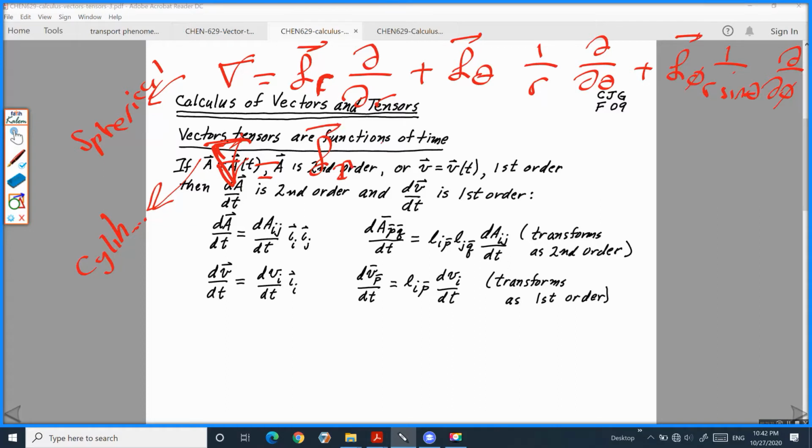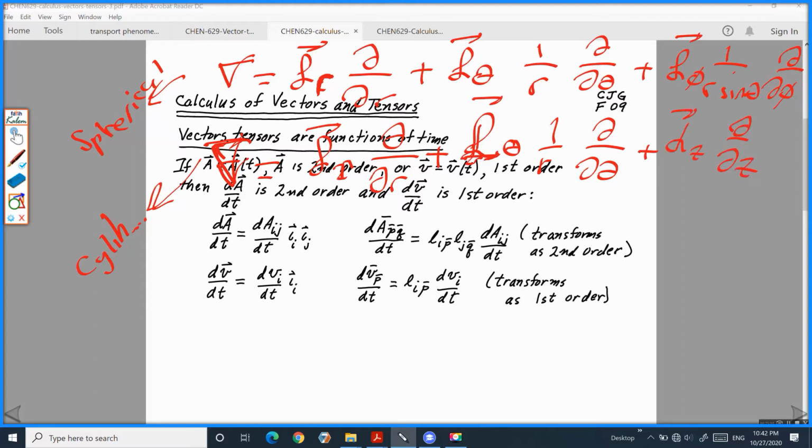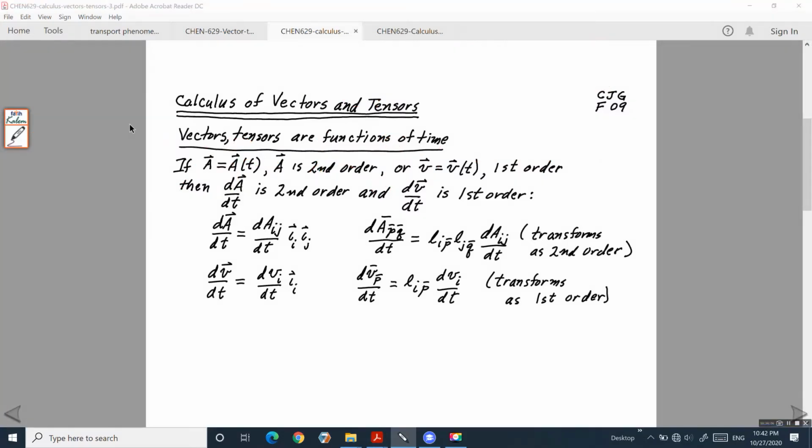Er is, plus, sorry, e theta is 1 over R d/d theta and plus ez 1 over Z. So these are the open forms of the del or differential operator for different coordinate systems. So here we continue our discussion actually.